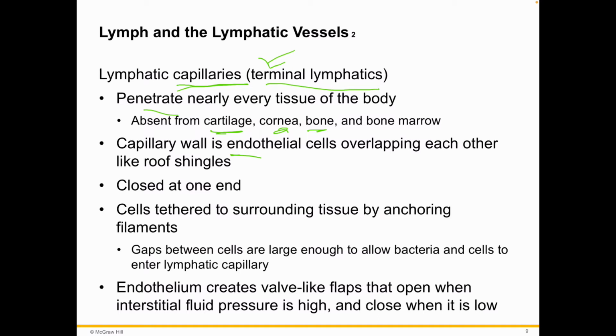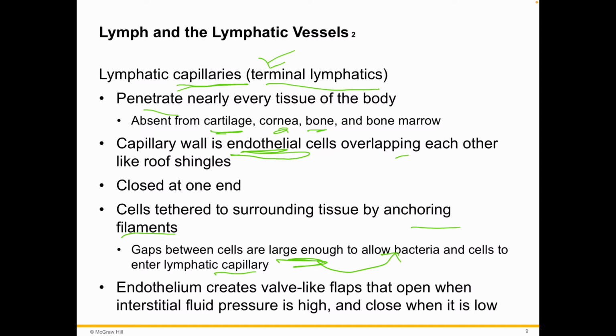So that's what they mean by these endothelial cells, the inside cells, overlapping each other like roof shingles in a way. And these lymphatic vessels are closed at a singular end, and the cells are held in place by what we call anchoring filaments, which act somewhere between duct tape and a tent stake in the tissue around them. So the gaps between the cells are actually kind of large, right? Because we really need to soak up a lot of that interstitial fluid, but also it's big enough to collect bacteria, which is one of the trapping mechanisms we have. So they're going to be entering into the lymphatic capillary in that way.